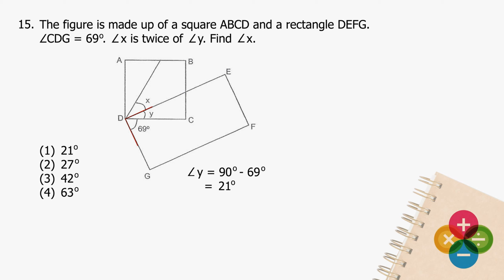Angle Y is equal to 90 degrees minus 69 degrees, which equals 21 degrees. Angle X is twice of angle Y, which is 21 degrees multiplied by 2, equal to 42 degrees. The answer is 3.